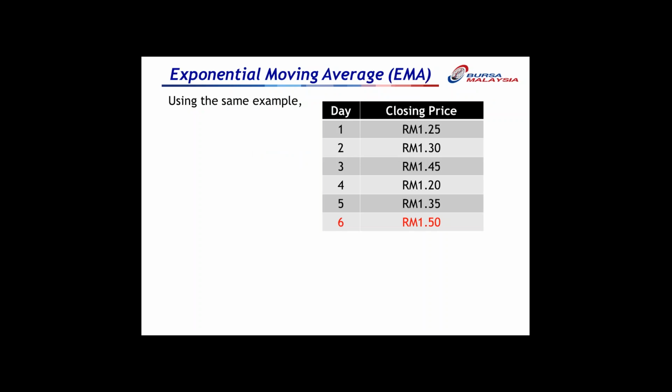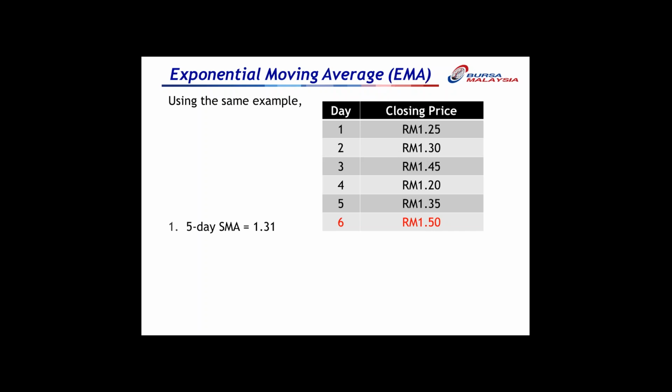Now, just now we saw that I gave you 5 days of prices. Day 1, 1 ringgit 25 cents, day 2, 1 ringgit 30 cents, day 3, 1 ringgit 45 cents, day 4, 1 ringgit 20 cents, day 5, 1 ringgit 35 cents. For this example, I need to include one more day, which is day 6. I add in one more day, in red color, 1 ringgit 50 cents for day 6. So the first step is you need to calculate the 5-day SMA.